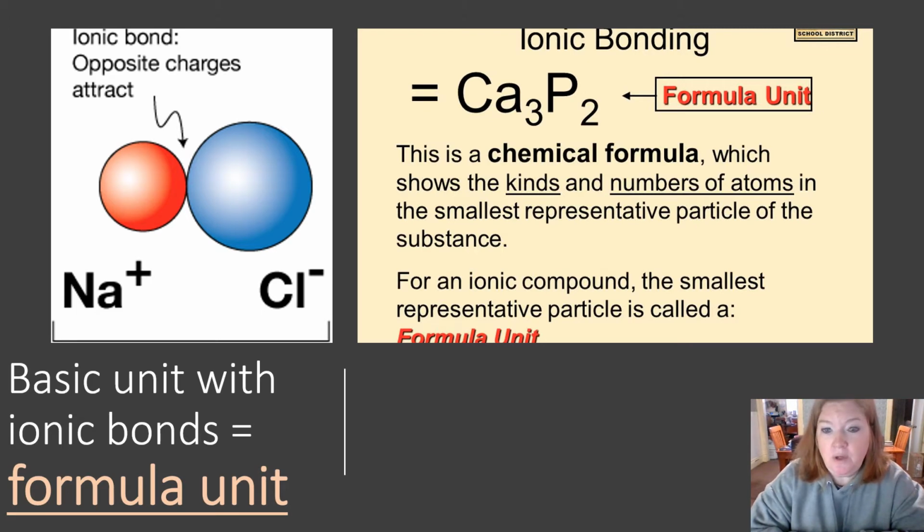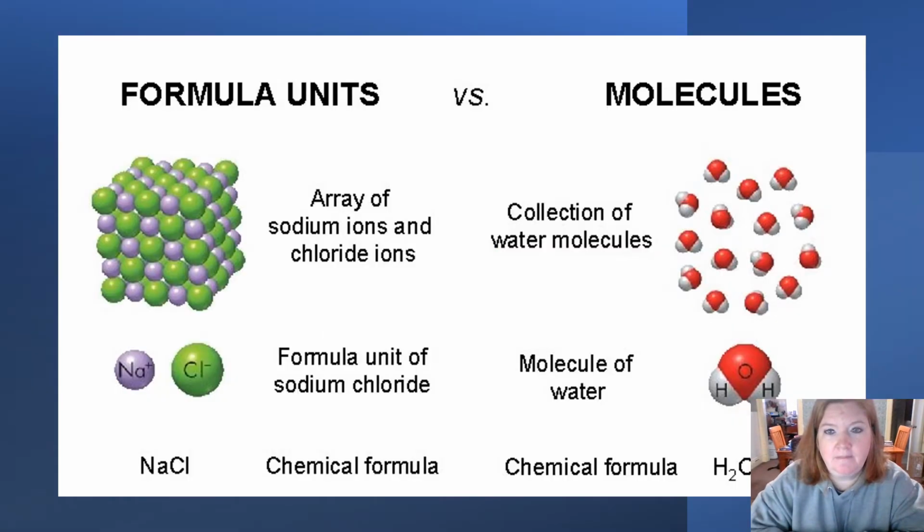Now, the basic unit when you have ionic bonds is called a formula unit. It is not called a molecule, okay? So if you have one Na and one Cl in sodium chloride, that makes a formula unit. So formula units and molecules. We have ionic compounds that have formula units. Covalent compounds have molecules.